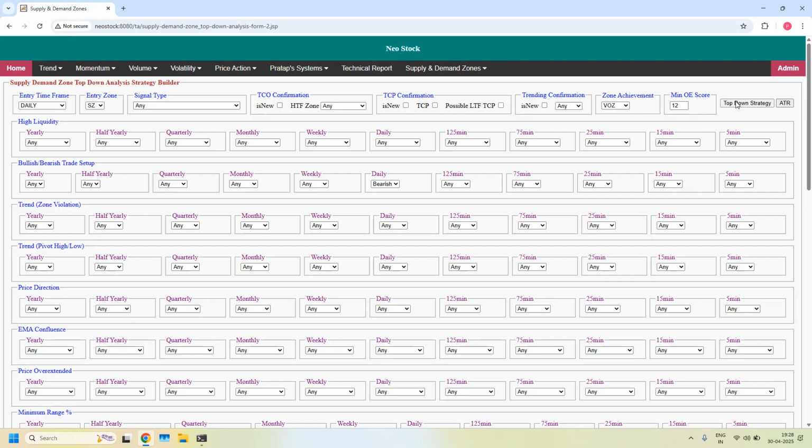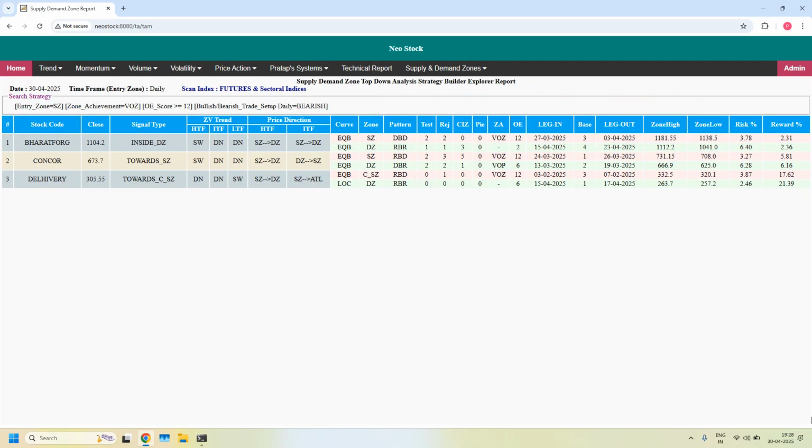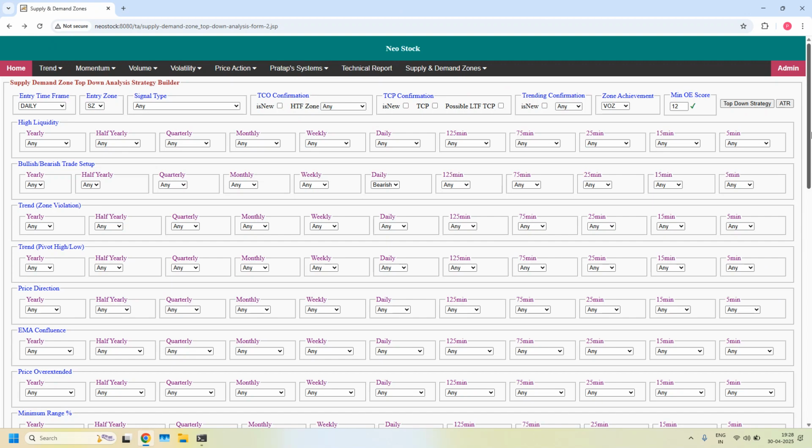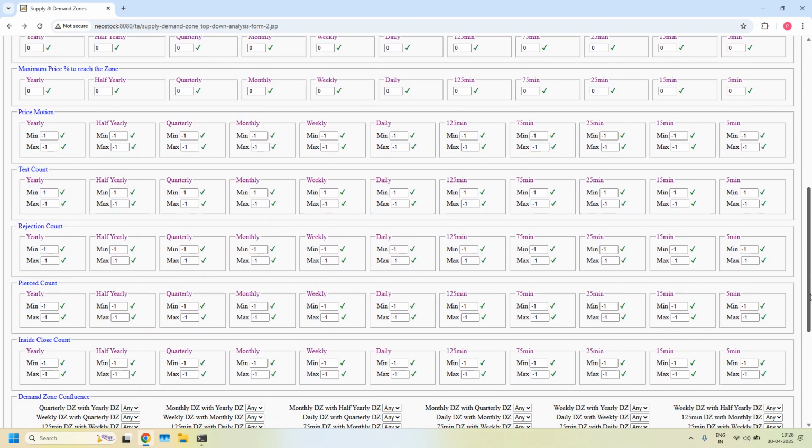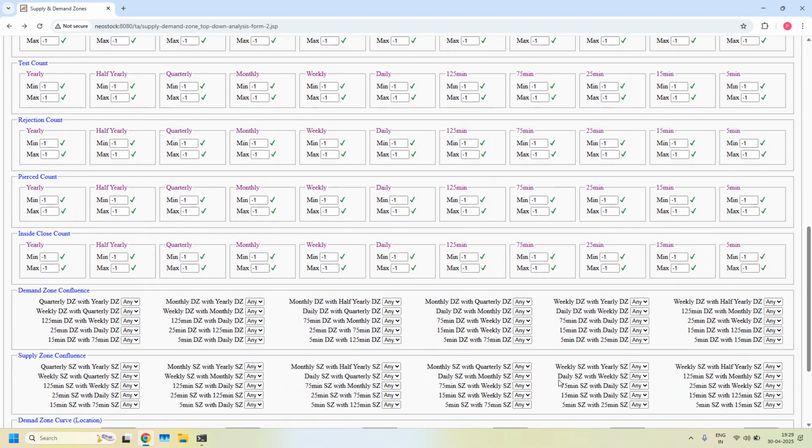With these filters, we got only 3 stocks. So these 3 stocks are supporting bearish trade setup for monthly income trade. And entry time frame zones are daily supply zones. We got 3 stocks. Let's verify out of these 3 how many are having high probability to get success. First filter is LTF and ITF supply zone confluence. That is daily and weekly supply zone confluence. I enable the filter.